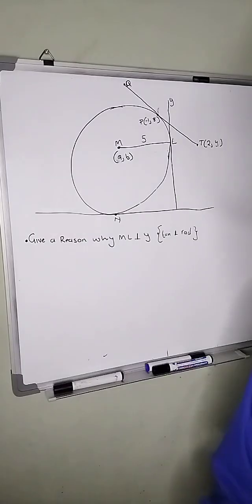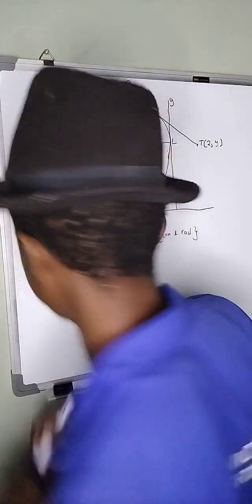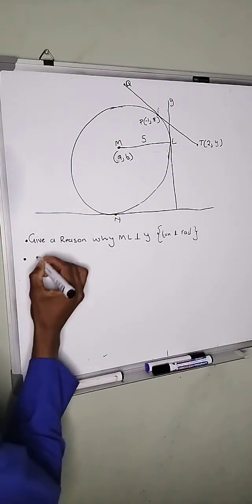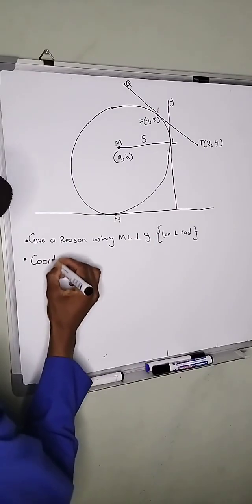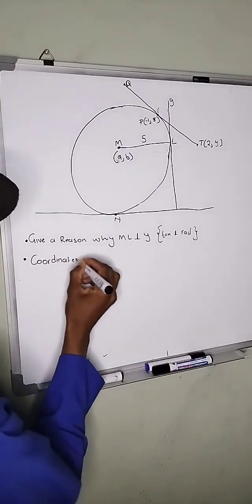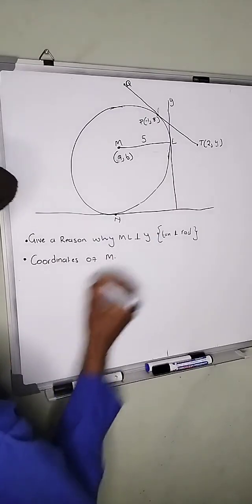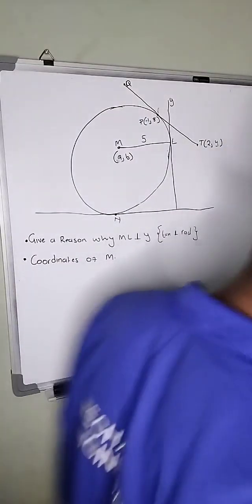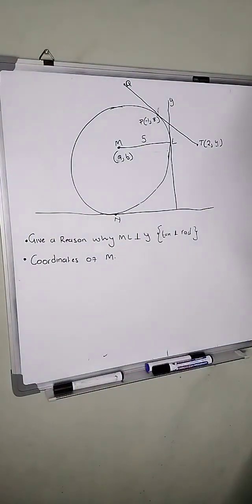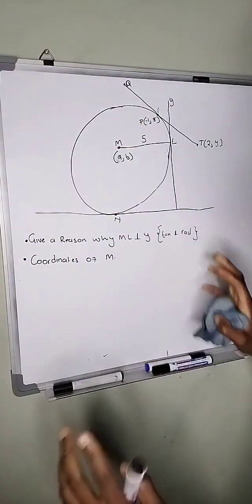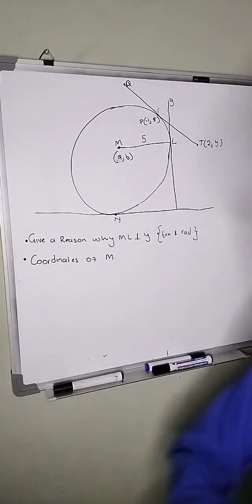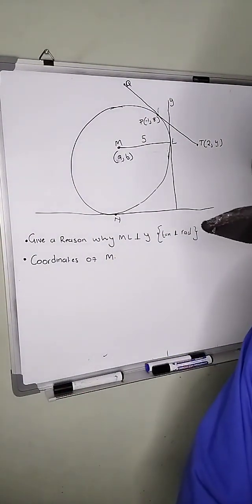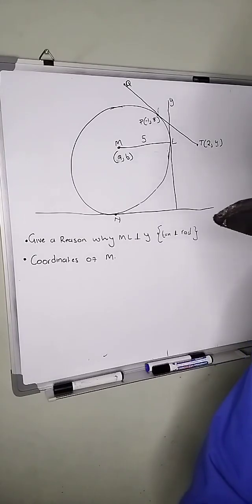This one is 2 marks. Find the coordinates of M. Let's see. Coordinates of M. What are the coordinates of M? This one is grade 12 in the meantime. What are the coordinates of M?